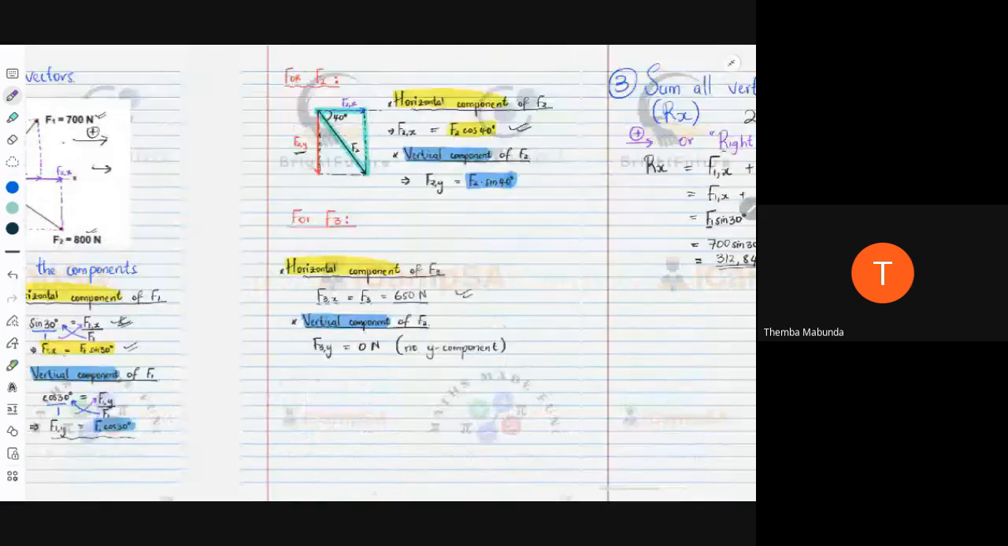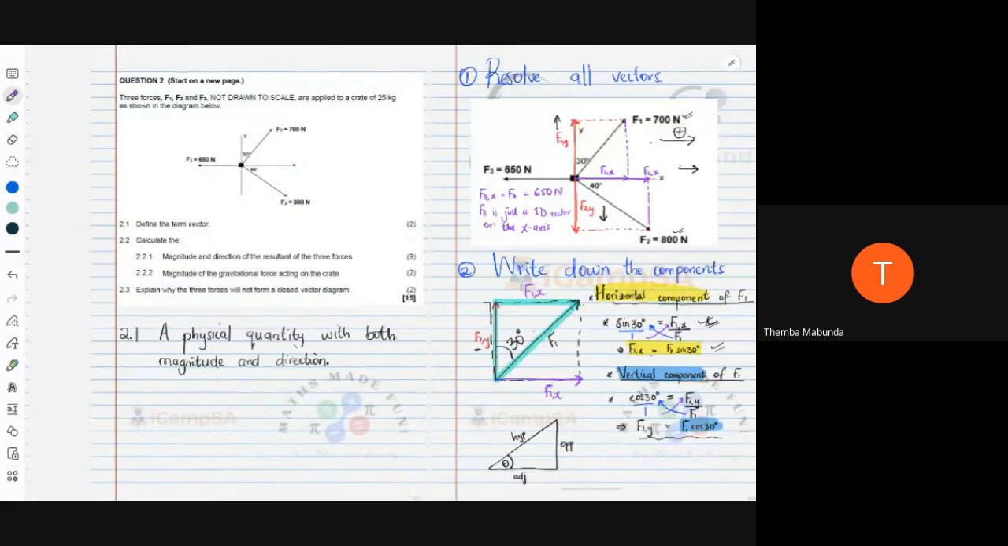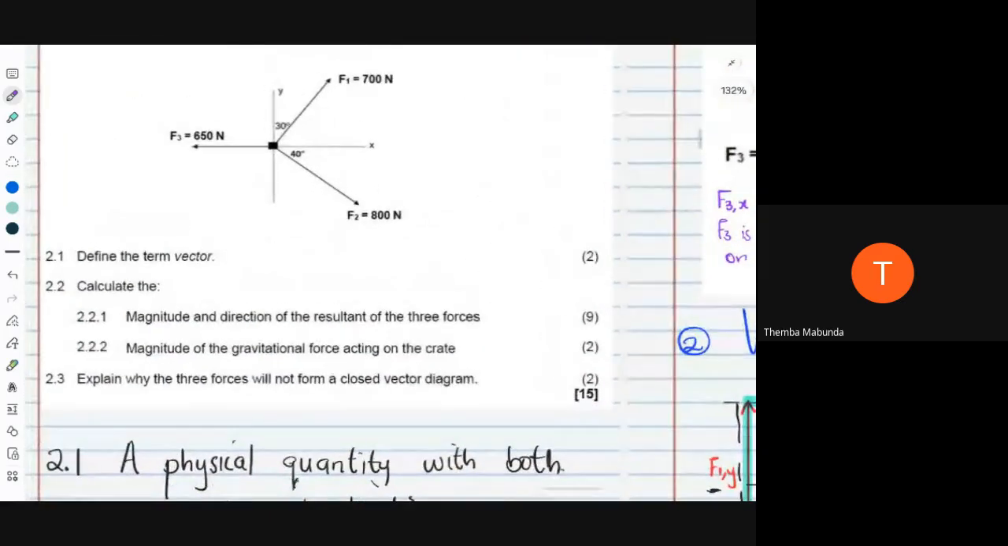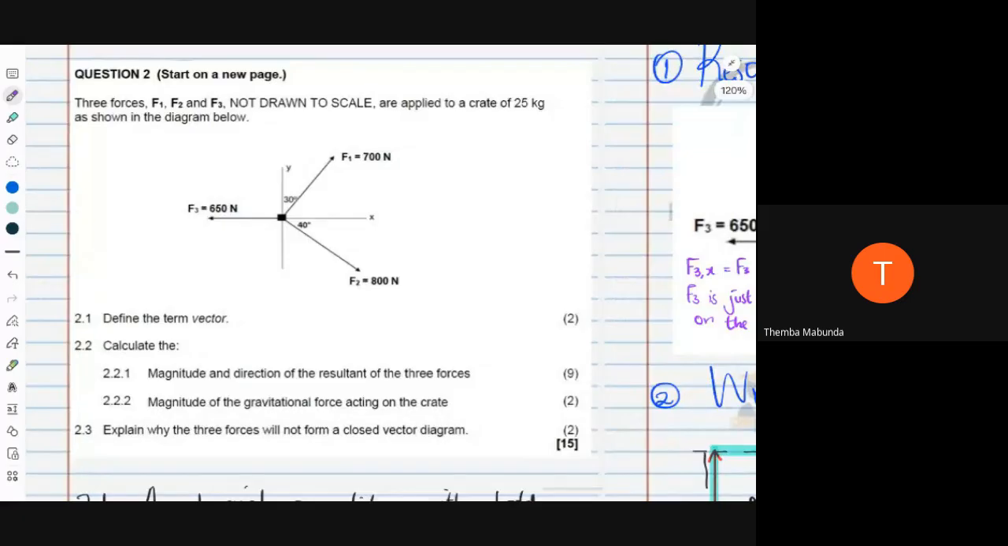Right. So let's answer the other ones just verbally because they are not as important as the 9 marks, for now at least. They are just conceptual questions. So that's 2.2.1. 2.2.2, they say magnitude of the gravitational force acting on the crates. It's just the weight. You would say weight is mg. It's the same thing I told you before, which is 25 times 9.81.